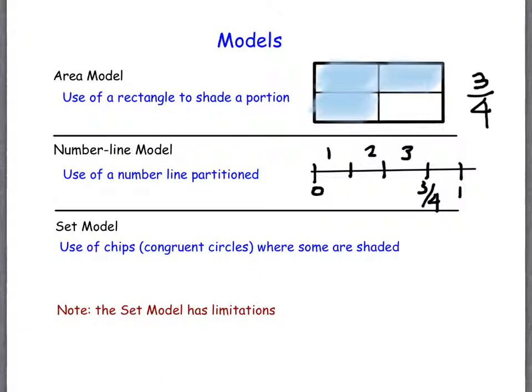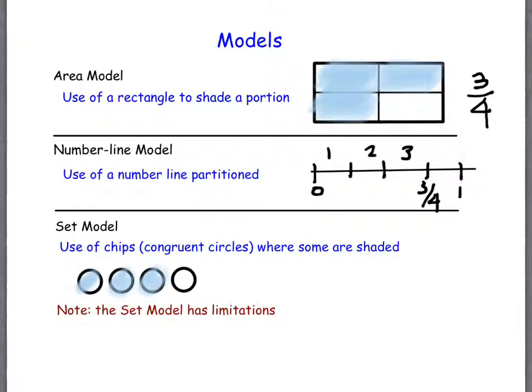Your set model is very interesting, and it has some limitations. First, let me show you what it would look like with the 3/4. And then I'll tell you why there's some limitations and what I mean by that. So you have this use of chips. And so in this use of chips, they're all the same size, just like the ones that I did before. And I have 4 of them because I'm doing a fraction of 3/4, so there's 4 items. And I would shade in 3 of them, right? And that works just fine.